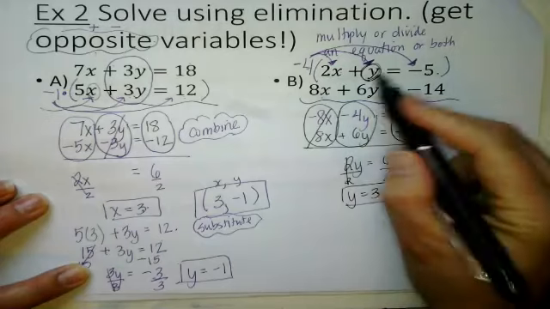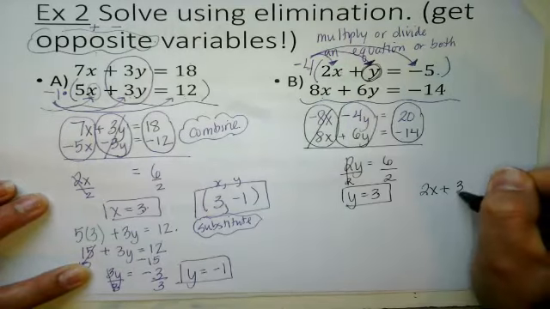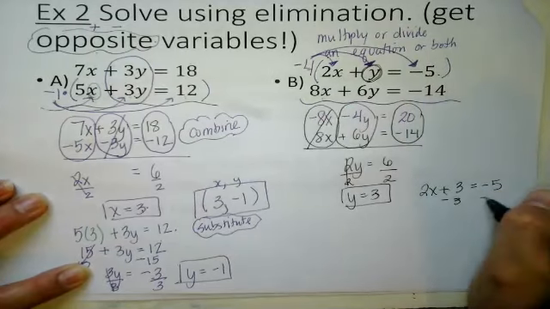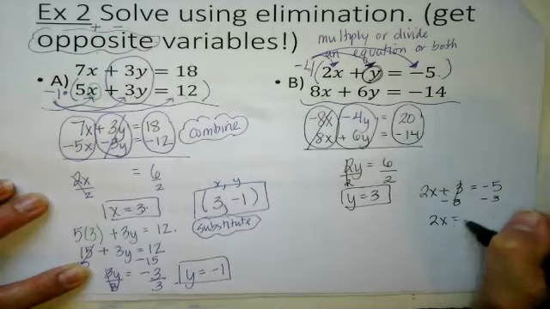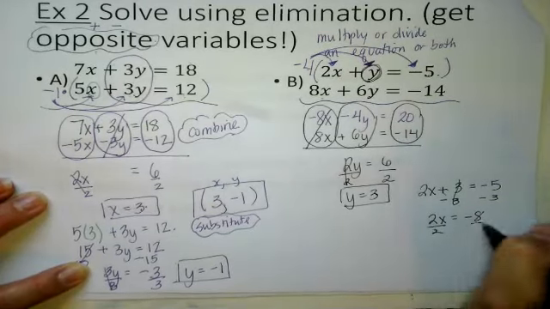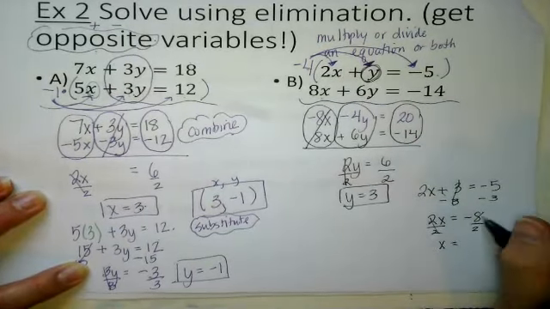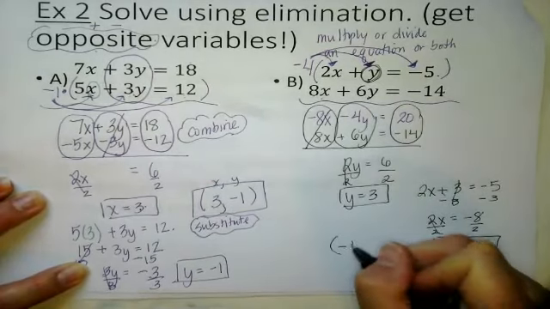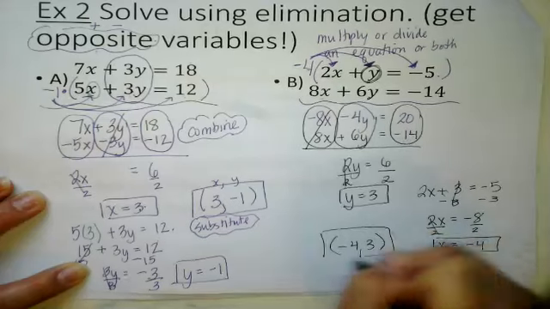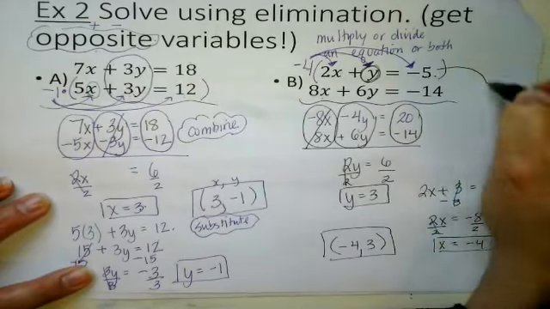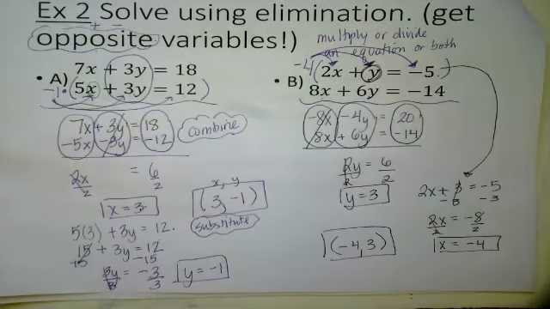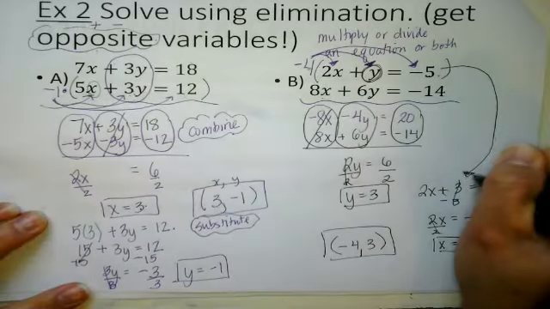2x, and instead of the y, we're plugging in a 3 equals negative 5. I'm going to go ahead and subtract 3 from both sides. So 2x equals negative 8. And then divide by 2. So you get x equals negative 4. So ordered pair here, negative 4, 3. So we took this equation and substituted. And again, it doesn't matter which equation you use, top or bottom, whatever seems easiest to you, it's your choice.